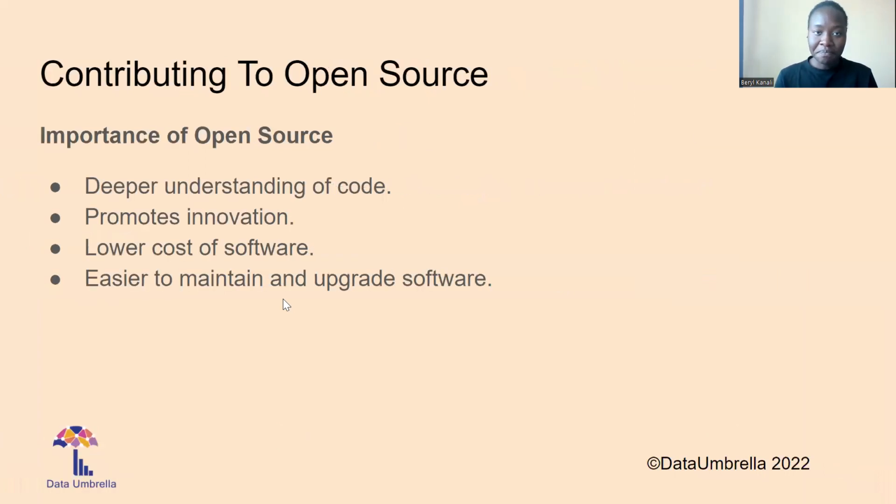Now, how can we contribute to open source? So first we'll learn about the importance of open source. Why should we even contribute to open source in the first place? So the first pro or importance of open source is deep understanding of code. If you get to see a library that you use in a repository, and the code behind it, you might be able to actually understand better why some things act the way they act or do the way they do.